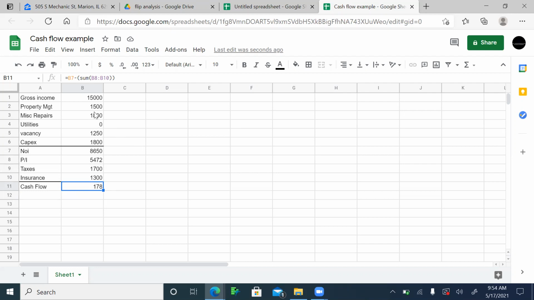I've had years where I've only spent $150 on repairs. I've had years where I've never actually had vacancies. I've had years where I was able to put away CapEx based off of taxes, and not actually paying money out of my monthly cash flow for CapEx.